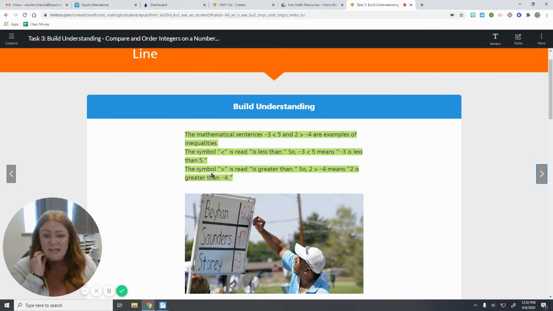When we read this one here, we get to the larger part first. So we say this is greater than. So the big side comes first, so it's greater than. 2 is greater than -4.